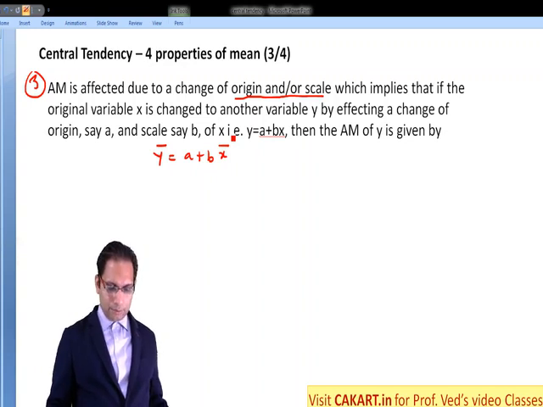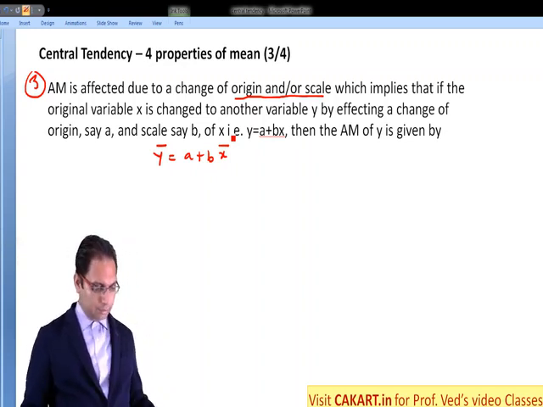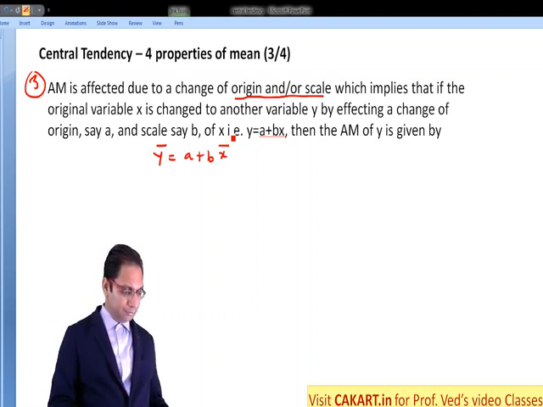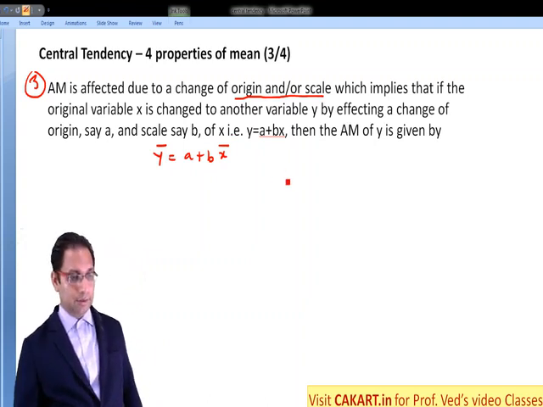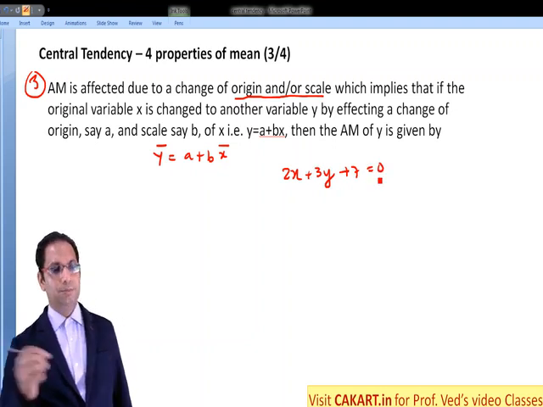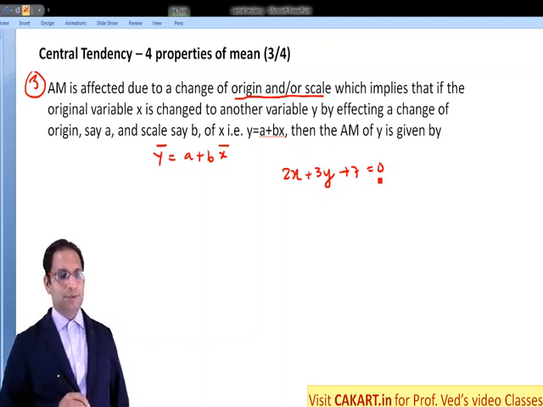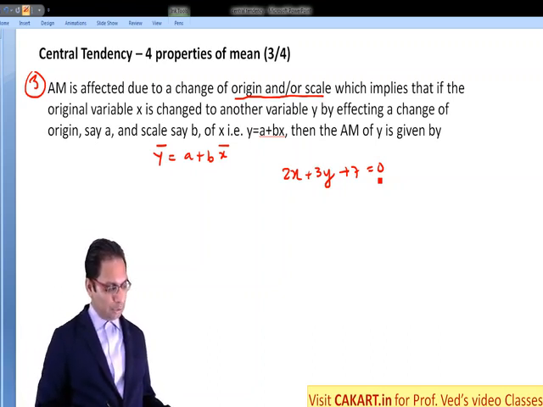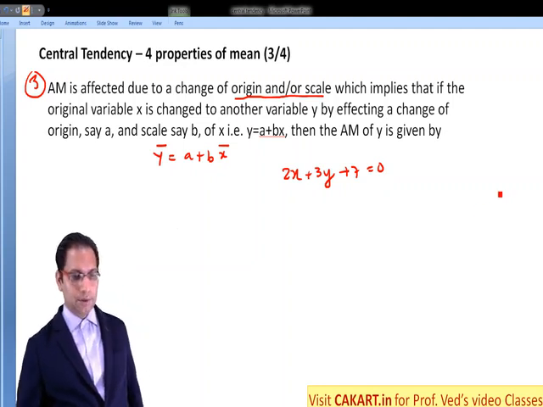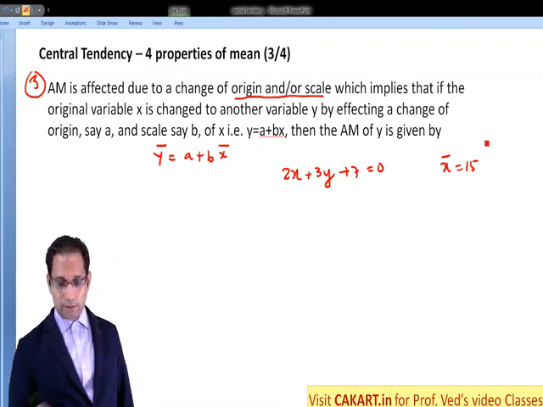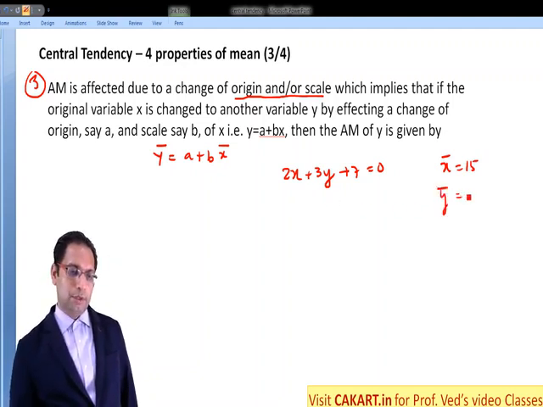Now, let's take an example. Let us take a distribution 2x plus 3y plus 7 is equal to 0. Okay, so if we take 2x plus 3y plus 7 is equal to 0, and x bar, which is the average value of x, is given, let us say that the average value of x is given as 50. If the average value of x is given, then what is the average value of y is the question.